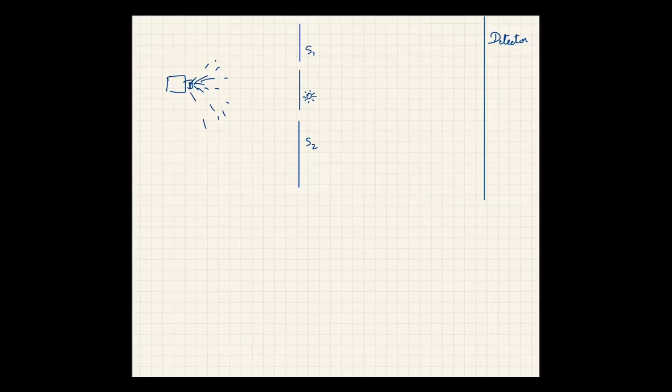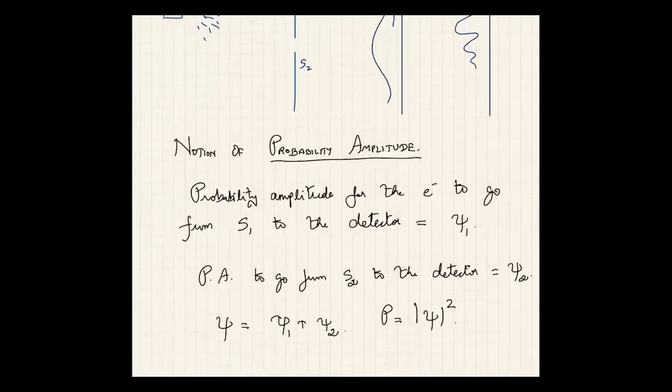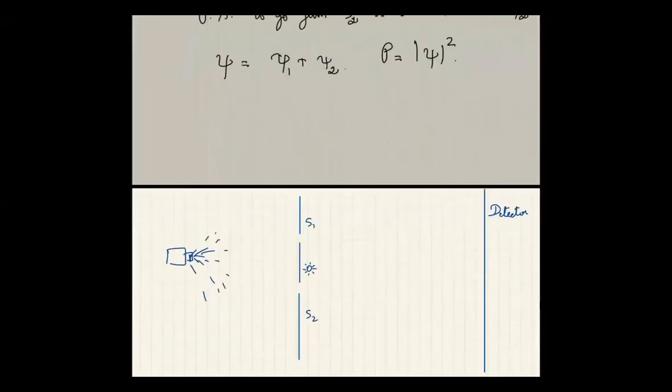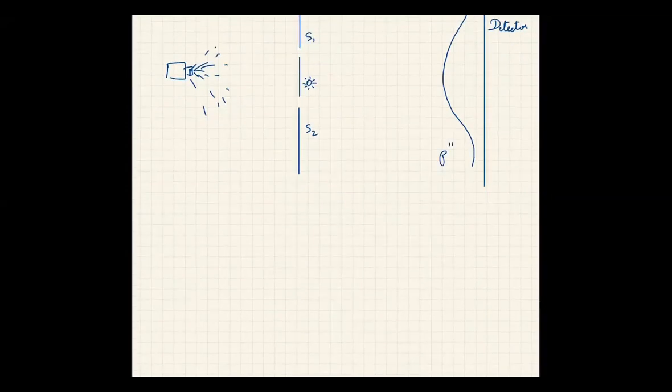Now if I open S1 and S2, I will expect that the pattern would look like what I just observed for the electrons, but I don't. If I open both slits S1 and S2, the pattern becomes billiard balls again. So this is the total probability. Let's call this P double prime.